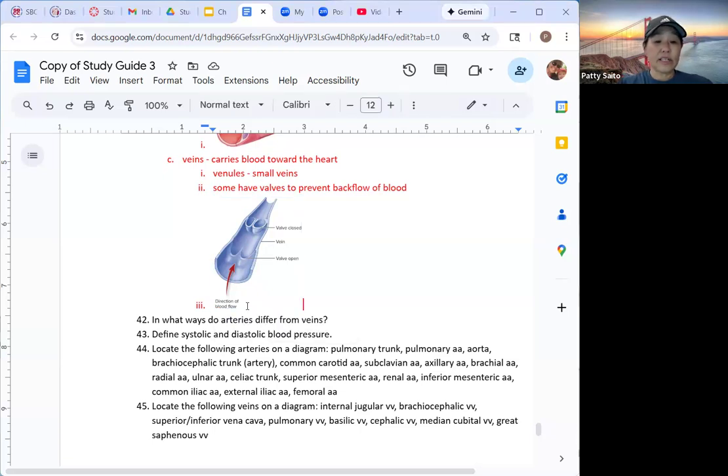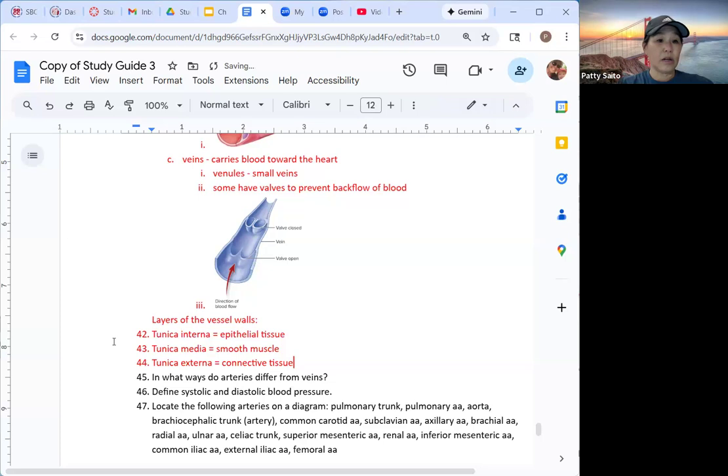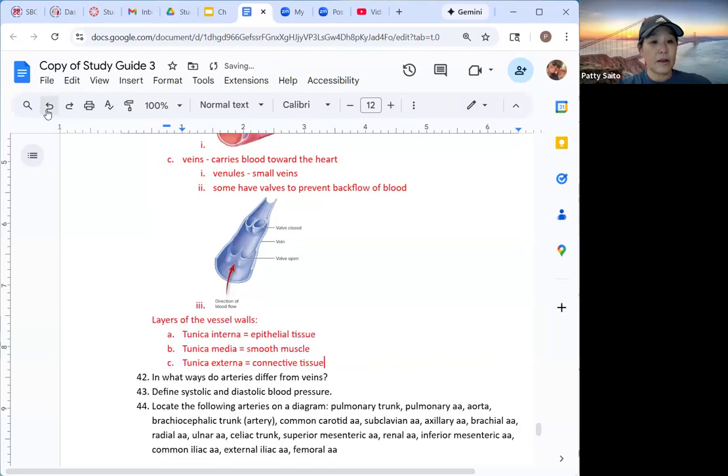Okay, and there are different layers. We call them tunicas, which are layers. There's an internal one, the media, and the externa. So the tunica interna, as I've mentioned, but I didn't call it this, is the epithelial tissue, right? Simple squamous epithelium, namely called endothelium, which is the same thing.